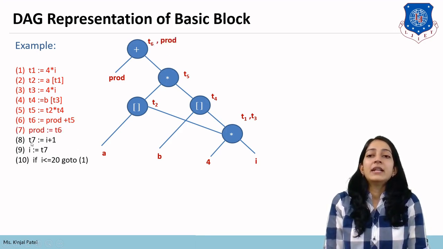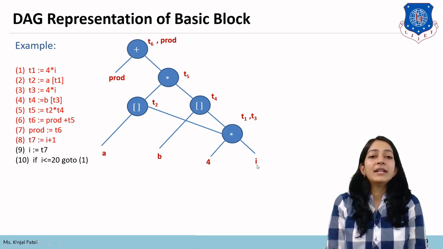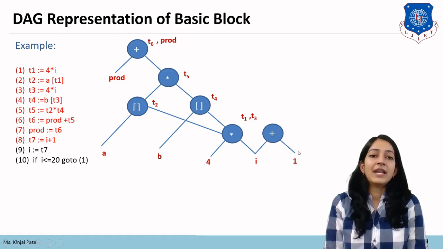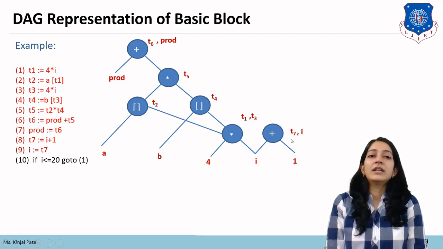Now next is T7 equals I plus 1. Here we have already defined I, so we directly create I plus 1 and assign that plus node as T7. I is the left child of plus and 1 is the right child of plus, so plus is stored in T7. Now I equals T7, so again this T7 will be equal to I. So T7, I: here T7 and I are equal variables.